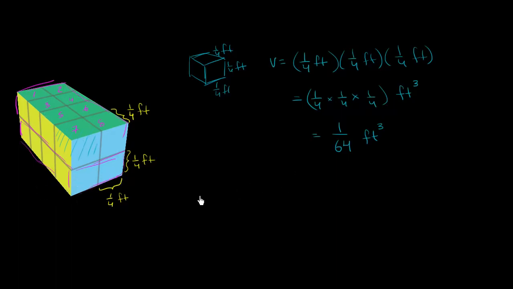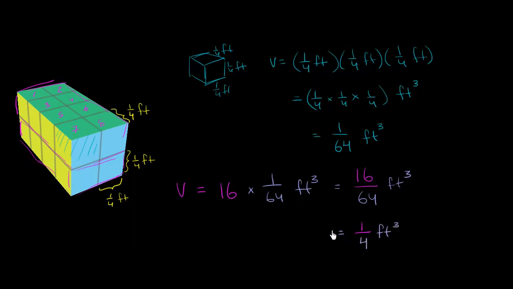So the total volume is going to be 16 times 1/64 of a cubic foot, which is equal to 16 over 64 cubic feet. 16/64 is the same thing as 1/4, dividing the numerator and the denominator by 16. This is the same thing as 1/4 of a cubic foot. And that's our volume. Now, there are other ways you could have done this.